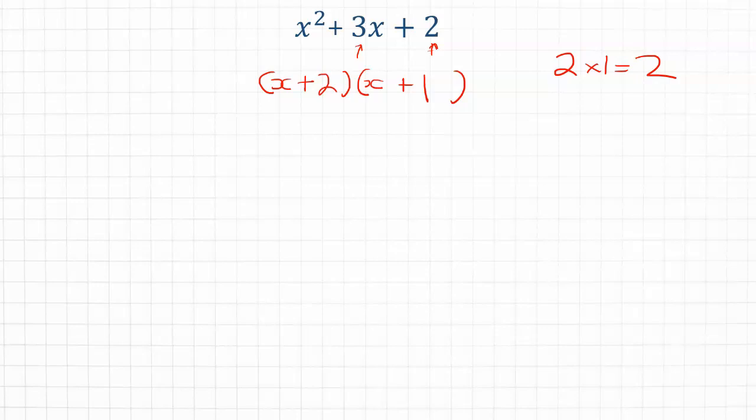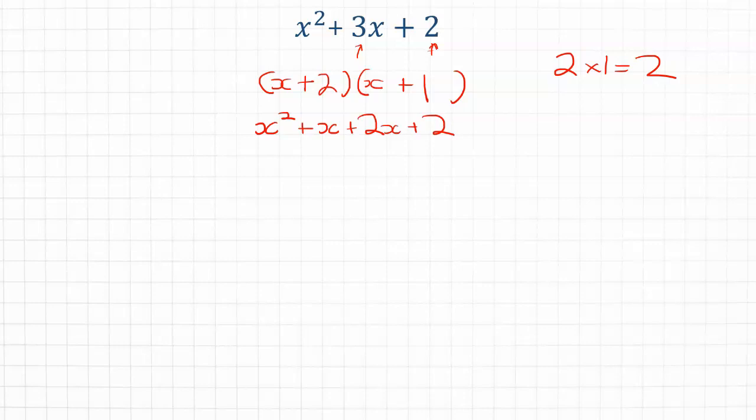First we multiply the first terms in both sets of brackets. In this case it's x and x to make x squared. Then we multiply the outside terms, which are x and 1, which multiplied together comes to x. Next we multiply the inside terms, which are 2 and x, which comes to 2x. And finally we multiply the last terms, which are 2 and 1, which comes to 2.